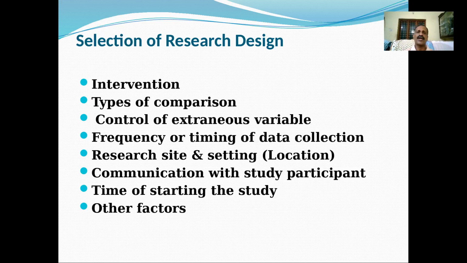Then again, the next factor is the communication with the study participants. How much communication is possible? Whether we have any communication at the time of data collection with the study participants, or if partial communication or full communication is possible. According to that, our design will vary. The next factor is time of starting the study. When we will start our study. So based on which time we are going to start the study, again the design will vary. And there are a lot of other factors also that we will consider.